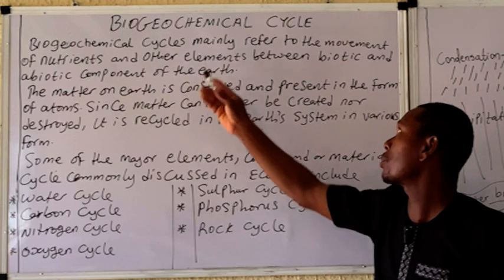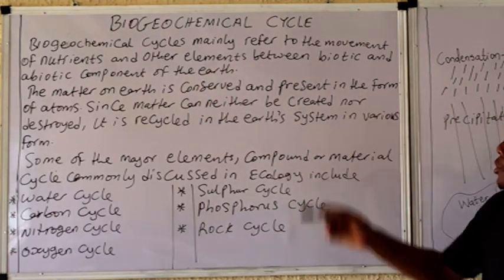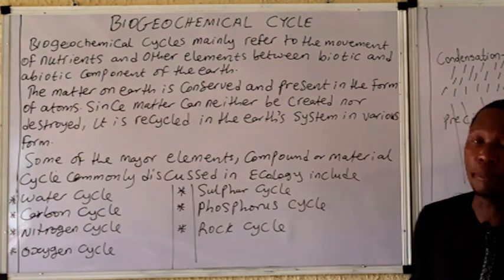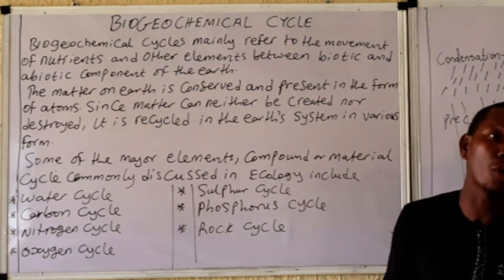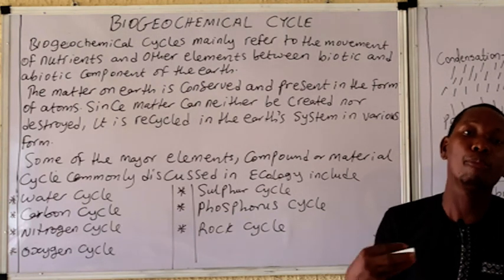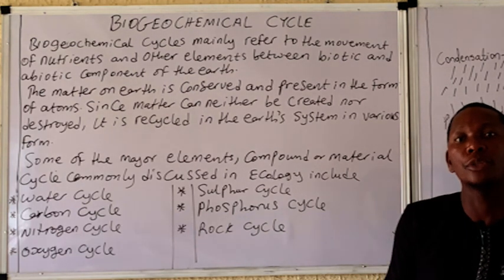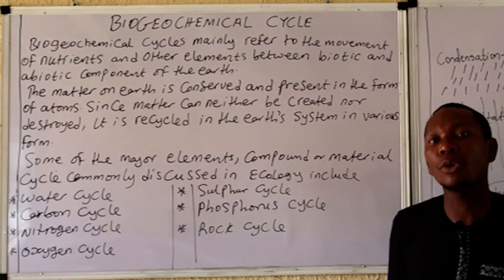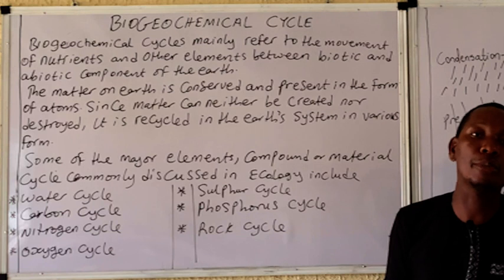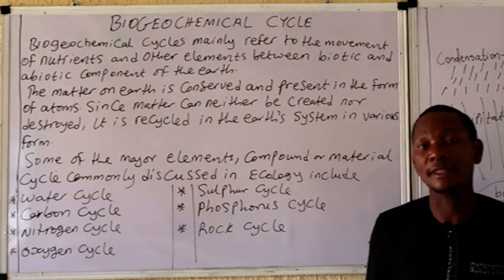The biogeochemical cycles mainly refer to the movement of nutrients and other elements between the biotic and the abiotic components of the earth. In summary, it's simply the movement of nutrients, elements, or materials, the circulation of these things in nature. That is the summary of biogeochemical cycle.